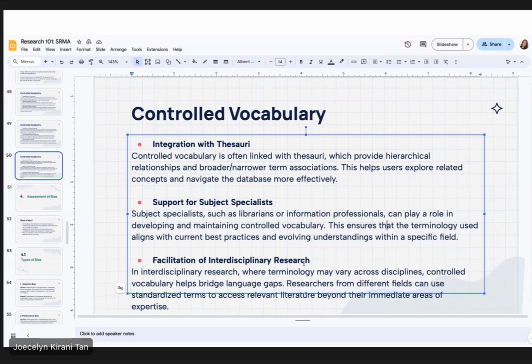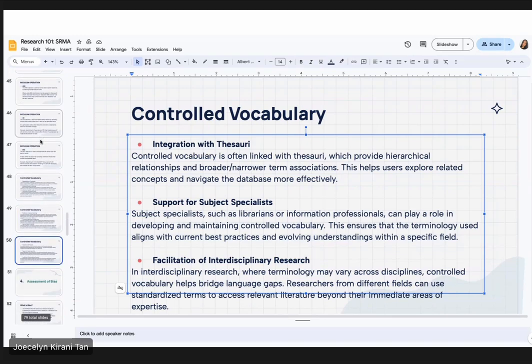Facilitation of interdisciplinary research. In interdisciplinary research, where terminology may vary across disciplines, controlled vocabulary helps bridge language gaps. Researchers from different fields can use standardized terms to access relevant literature beyond their immediate areas of expertise. So if someone's not doing medicine, for example, and they don't know that different terminologies could be talking about the same thing, then controlled vocabulary is going to help them. Let's say we're talking about the C1 or C2 cervical vertebrae, it could be called the atlas or the axis, and they may not know this. So this is why controlled vocabulary is very helpful.